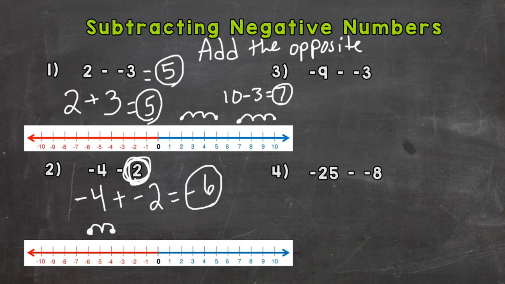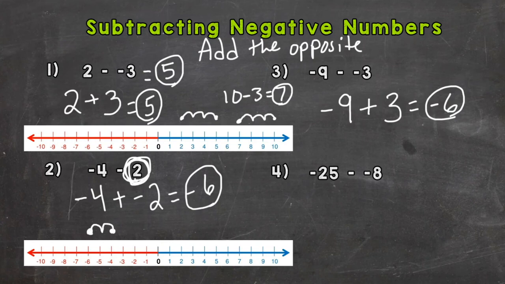Number 3, let's add the opposite here. So we have a negative 9 plus, what's the opposite of negative 3? Well, a positive 3. And this is going to give us negative 9 plus that 3, a negative 6.